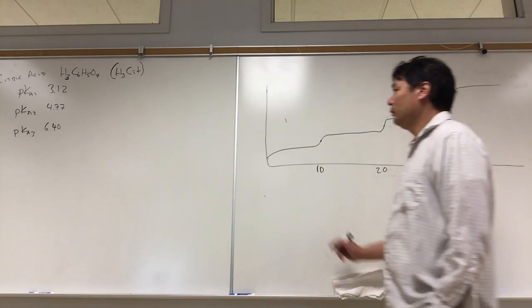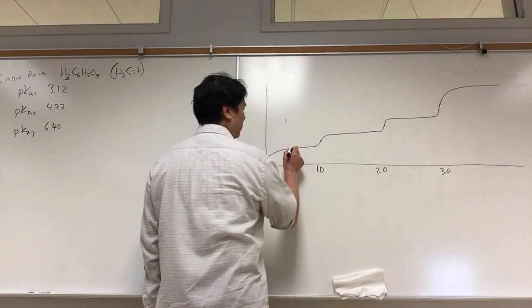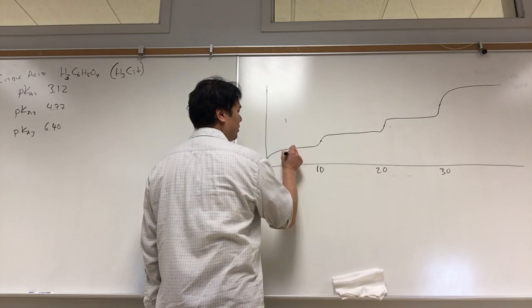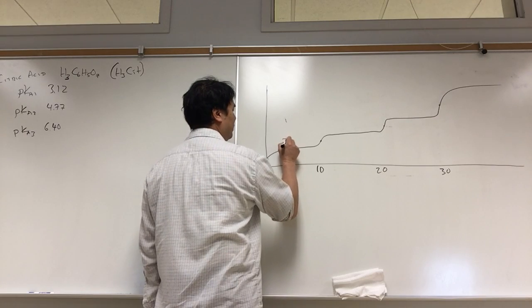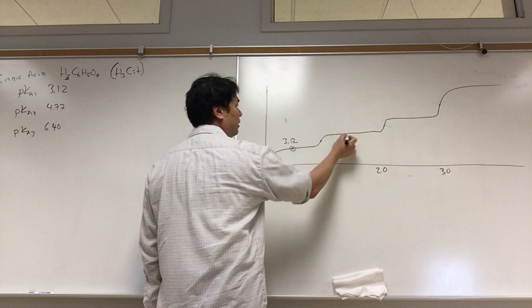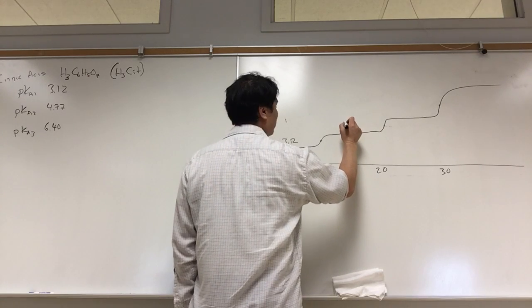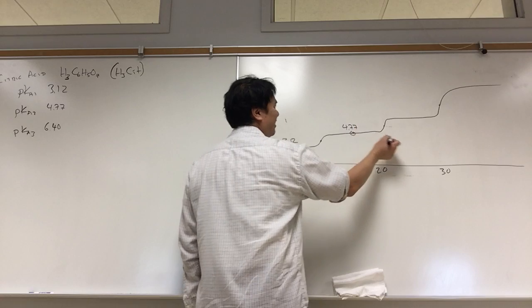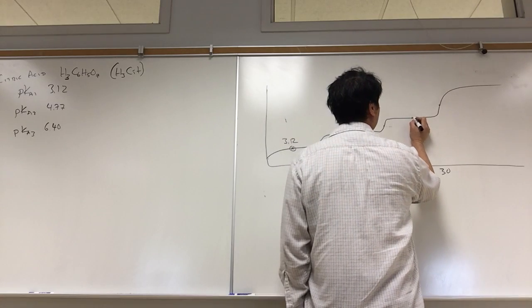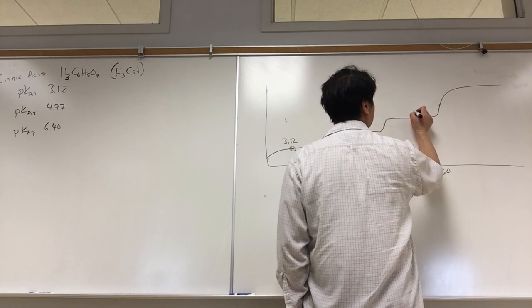But we can figure out that at the first half equivalence point, the pH is going to be 3.12. At the second half equivalence point, which is going to be the midway point here, the pH is going to be 4.77. And at the third, it's going to be here, which is going to be 6.40.